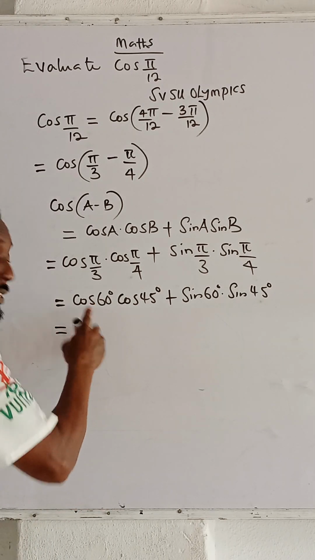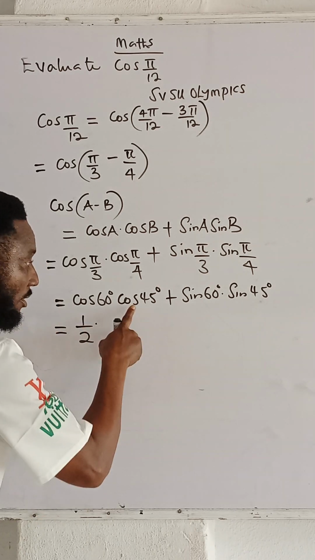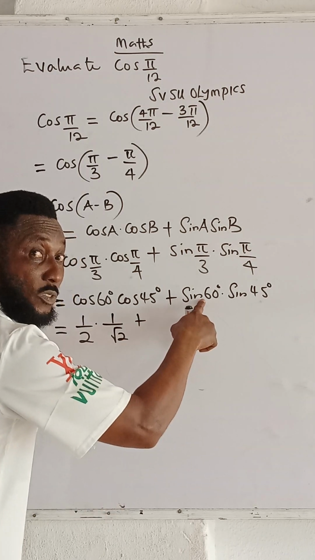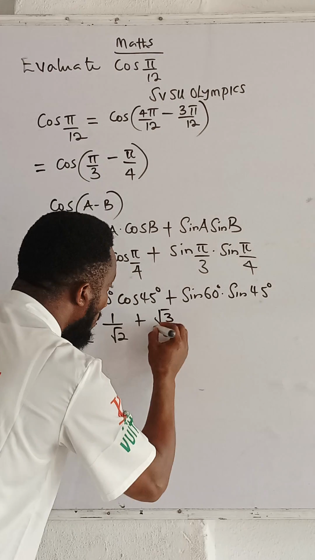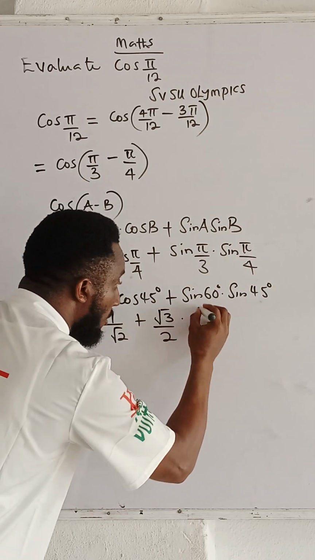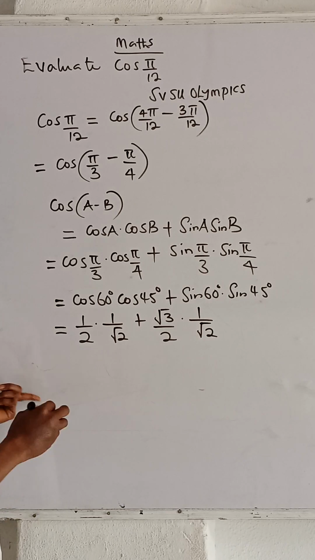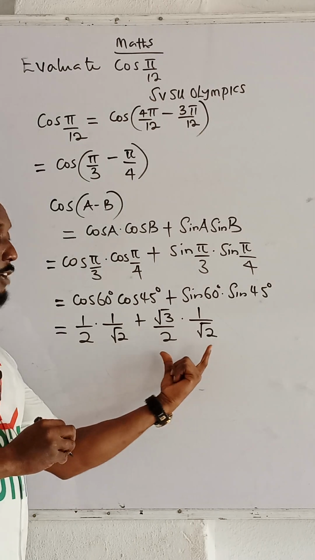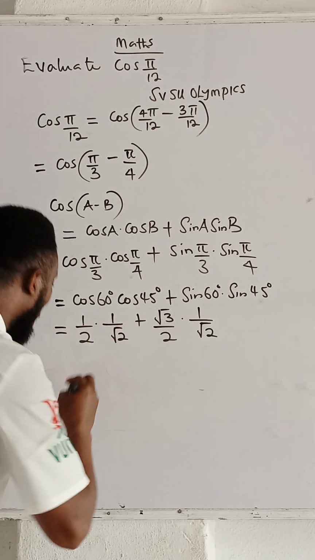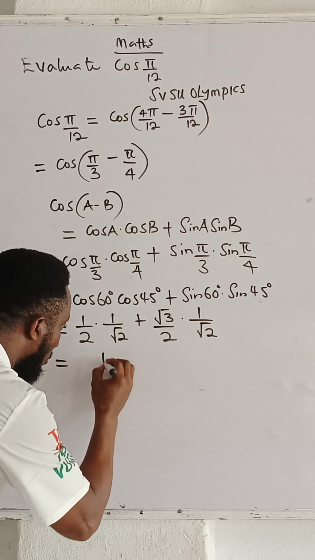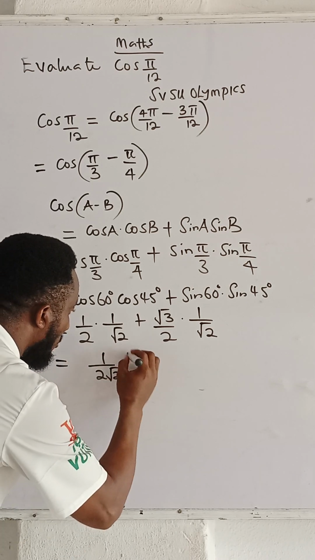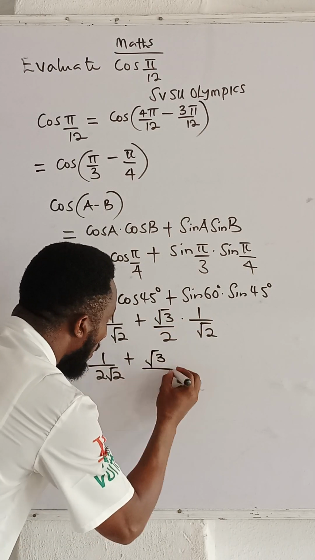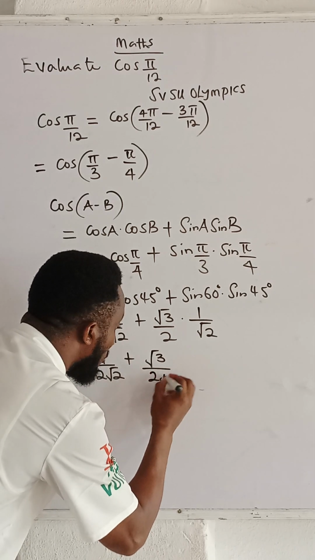So the cosine of 60 is half. The cosine of 45 is 1 on root 2. Plus the sine of 60 is root 3 on 2. Multiplied by the sine of 45 is 1 on root 2. So as you can see, we are doing very well. So here we have a fraction, here we have a fraction. 1 multiplied by 1 is 1. 2 multiplied by root 2 is going to give us 2 root 2. Here, root 3 multiplied by 1 is root 3. 2 multiplied by root 2 is going to also give us 2 root 2.